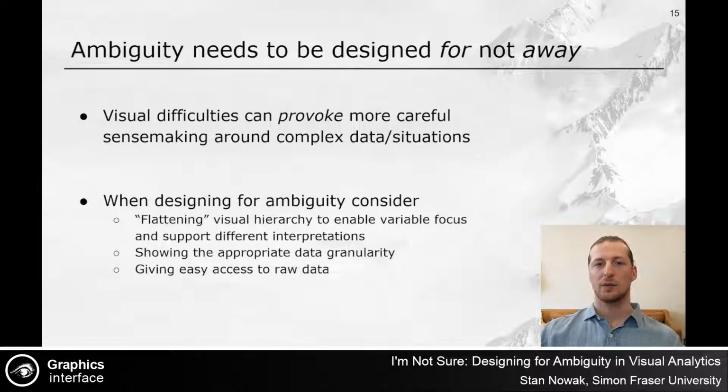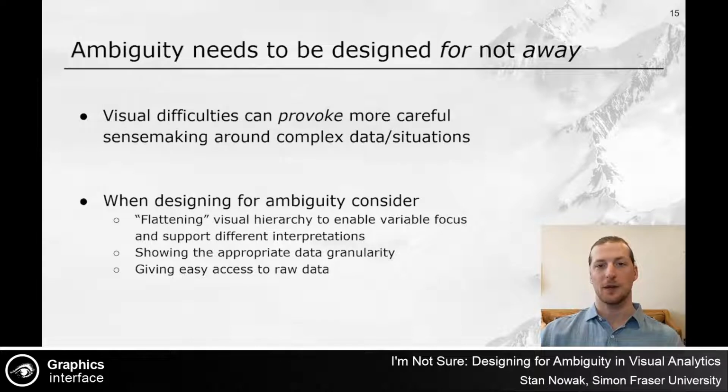The key takeaway from our research is that ambiguity needs to be designed for and not away. As technologists and designers, we often feel the need to reduce or remove ambiguities, but this can be difficult in complex situations, where what is relevant is context-sensitive and situationally contingent. In this research, we used visual difficulties, which we found can provoke more careful sense-making around such complex situations and data.